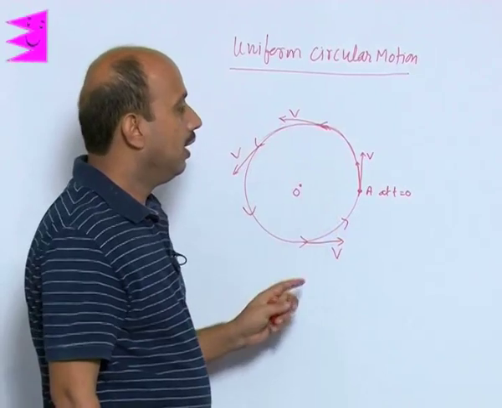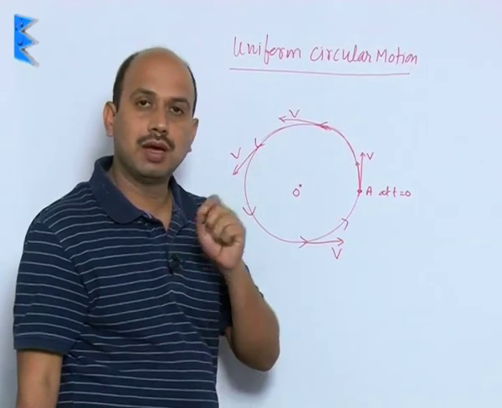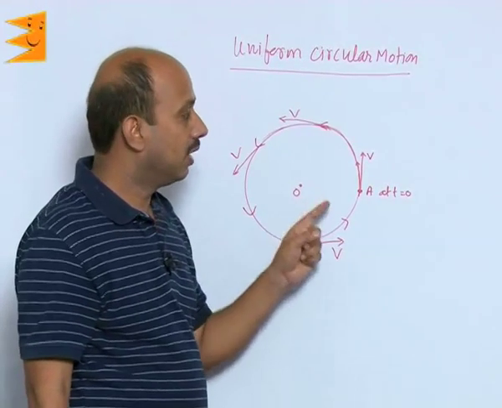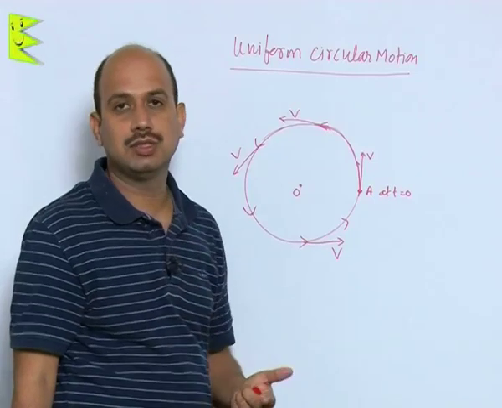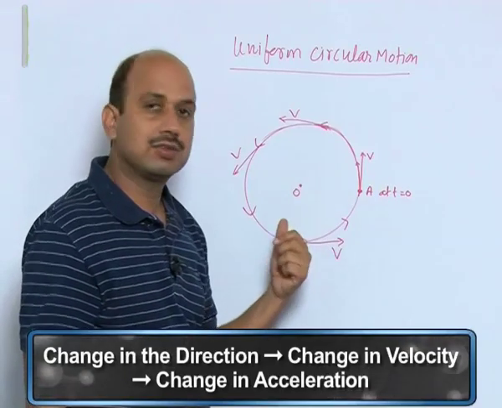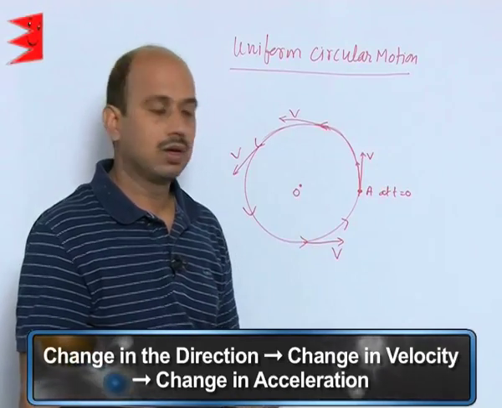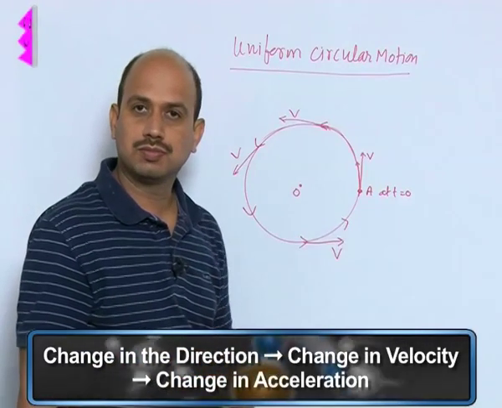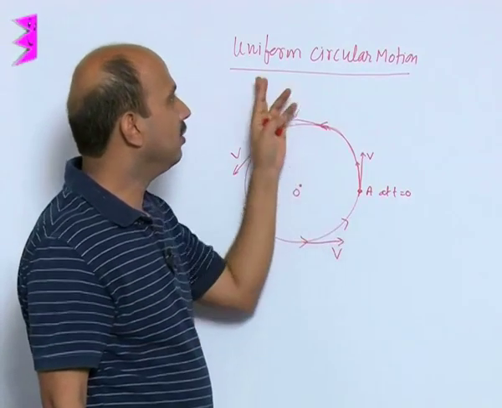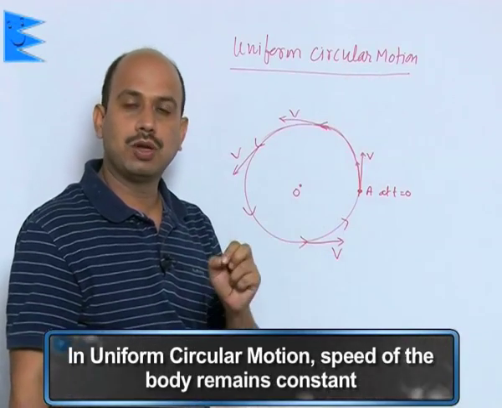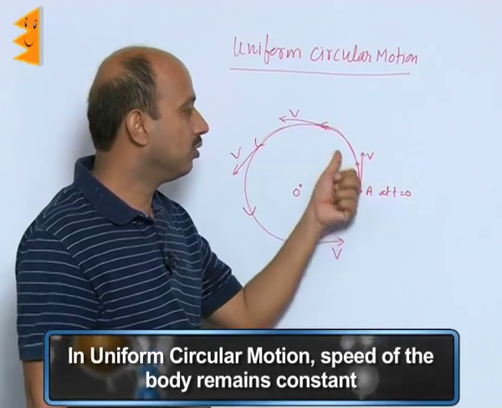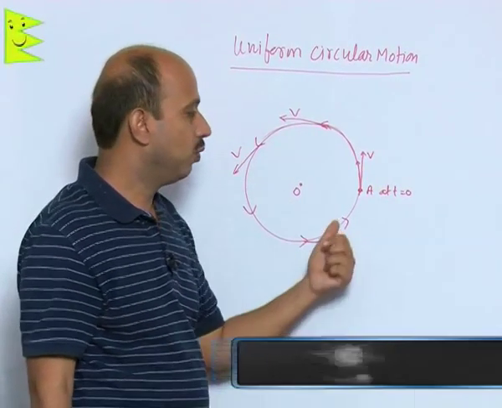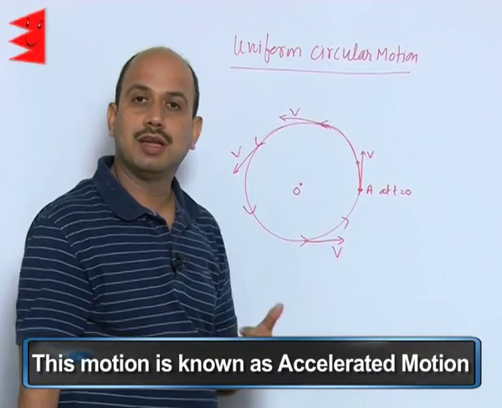So here, the speed of the body, that means the magnitude of velocity, remains constant, but the direction of the velocity is continuously changing. Because of the change in direction, there is a change in velocity. As velocity changes due to change in direction, there is acceleration. So in a uniform circular motion, the speed of the body remains constant, whereas velocity changes due to change in direction. As a result, there is acceleration. Therefore, this motion is said to be accelerated motion.